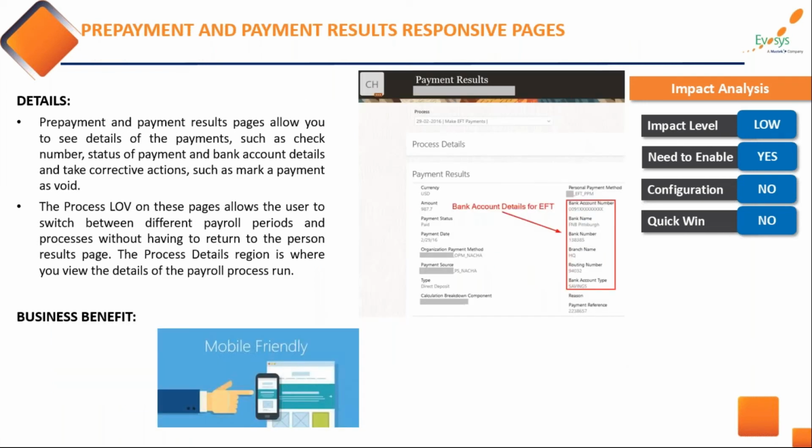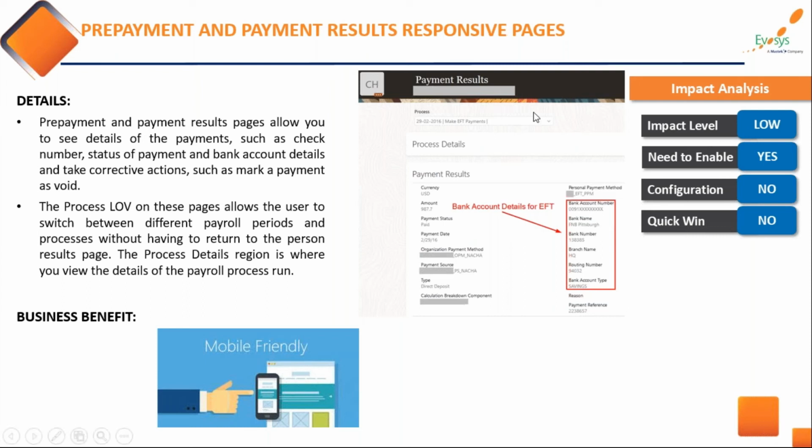Next is the prepayment and the payment results responsive pages. Previously, if you have noticed, in 20C, Oracle moved the majority of the payroll pages to the new responsive pages. That means they are more friendly towards mobile and other devices. But there were certain pages like prepayments and payment results pages that were still not responsive. Now, Oracle has moved those pages also to the responsive UI, and they have included certain details which are going to help the payroll processors.